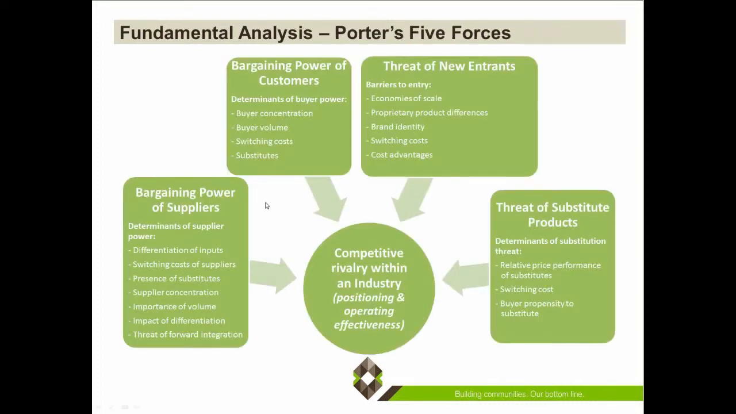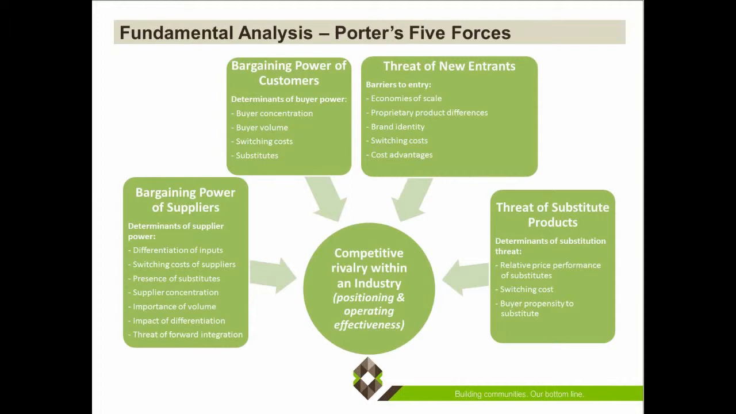So Porter's 5 forces. Whenever we talk about competition, we talk about Porter's 5 forces, and it tells you about the positioning and the operating effectiveness of a company within its industry. So if we start at the top left-hand side, the bargaining power of customers and the determinants of buying power. What is the buyer concentration?